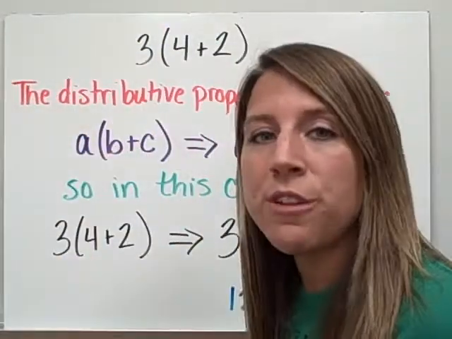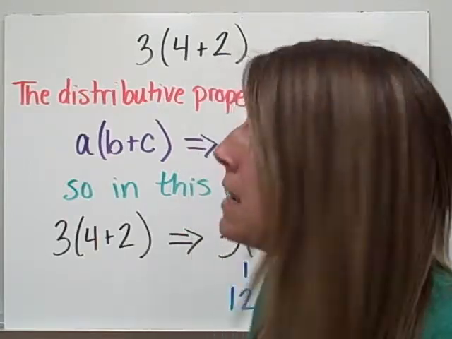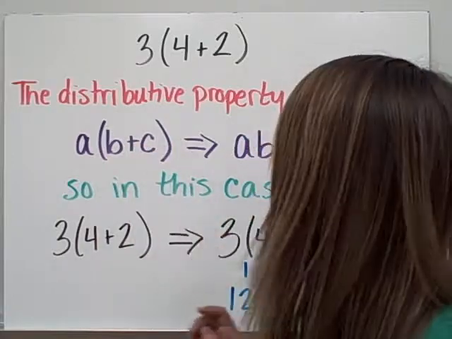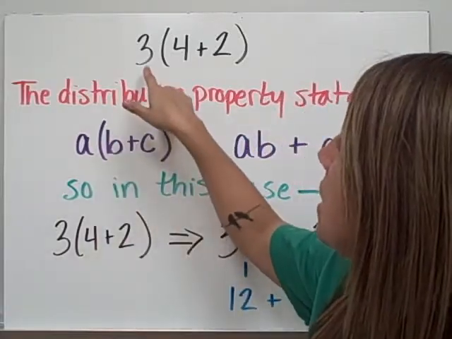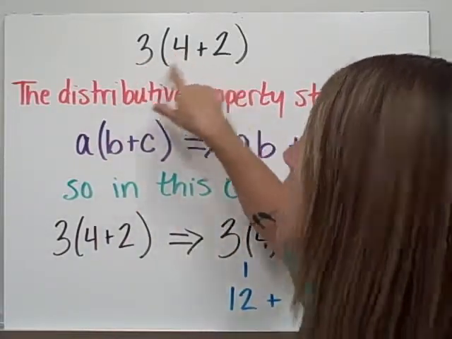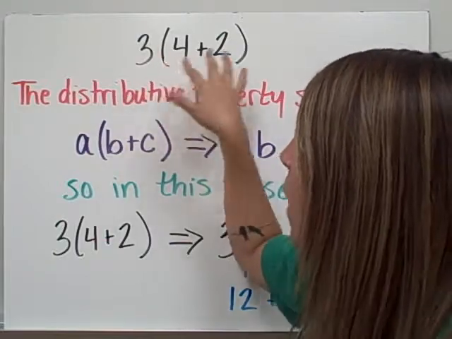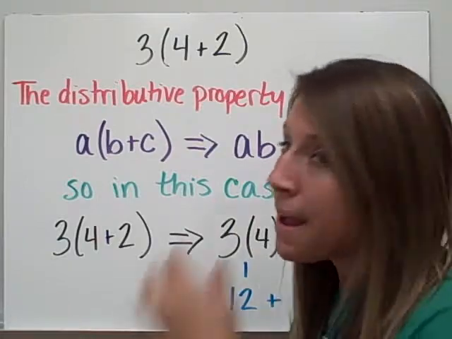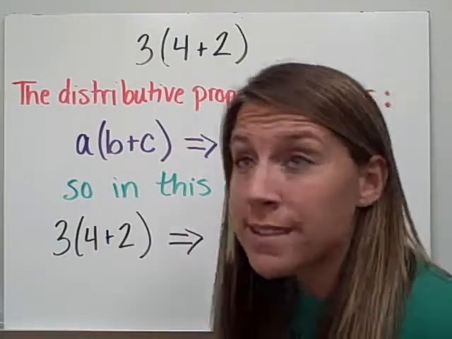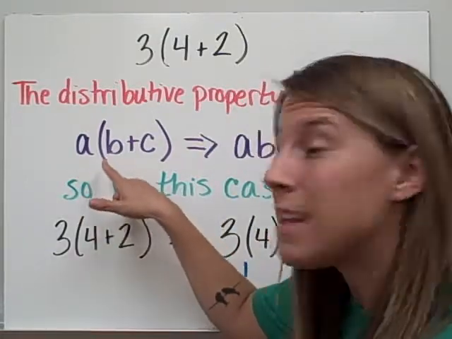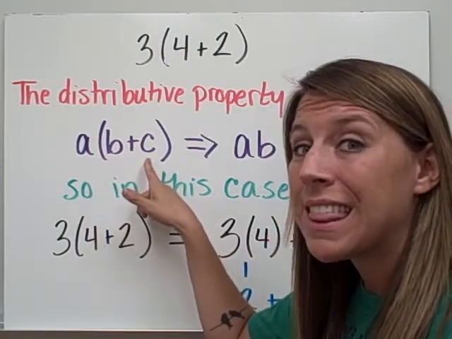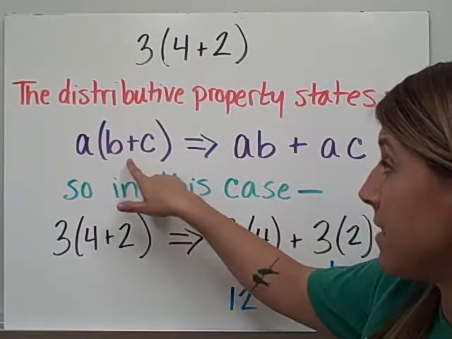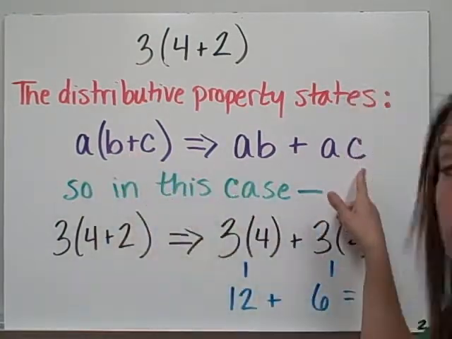But we also have this really fancy property called the distributive property. And the distributive property states that when we have 3 times a quantity, or any number times a quantity that has an expression on the inside like this, you can say, and this is the algebraic definition, A times the quantity B plus C is equal to A times B plus A times C.